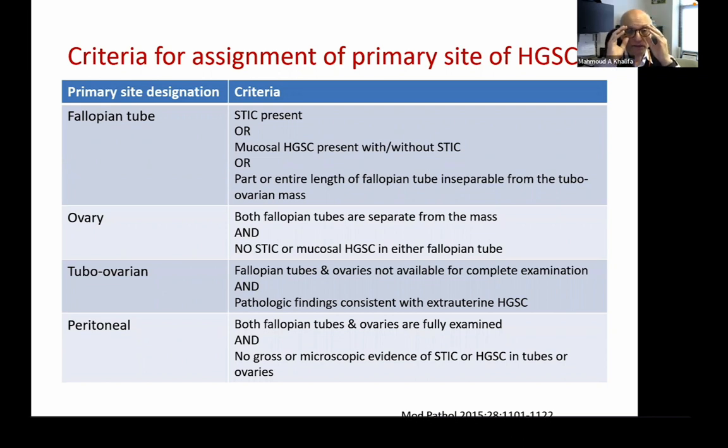Think about that a little bit. With every high-grade serous carcinoma you get, look at the tumor and look at the fallopian tube. If the fallopian tube is stuck on the tumor, then that is considered a primary fallopian tube carcinoma. Of course, it will be stage 2. The tumor is considered primary ovarian if the fallopian tube is separate from the mass and if that fallopian tube did not have STIC or high-grade serous carcinoma. When was the last time you saw that? I don't know. But here you go.